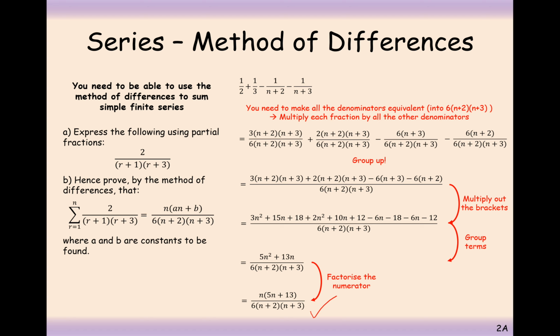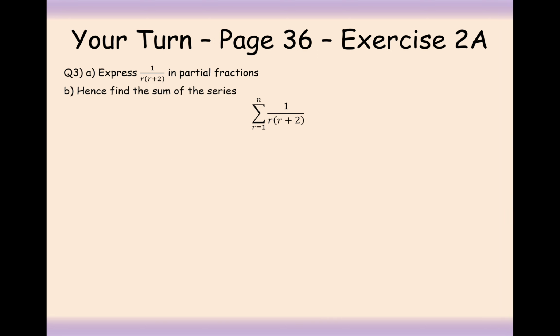So sometimes when you do method of differences, it doesn't just cancel out with the line below, you may have to jump a line to 2 terms later on to cancel that term out. And sometimes you're left with 4 terms, just like we were here. Alright then, your turn to have a go at this question here then. Pause the video and give this one a go.